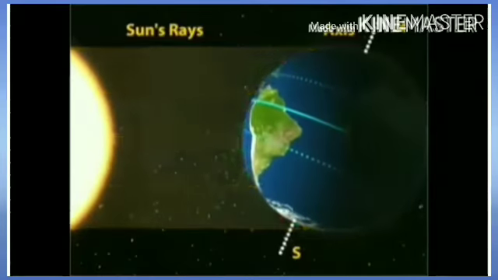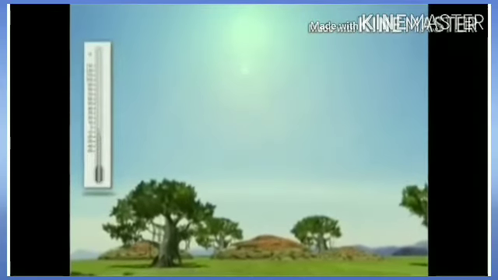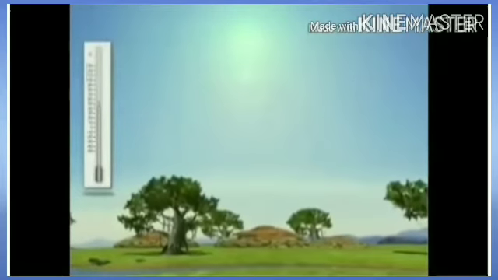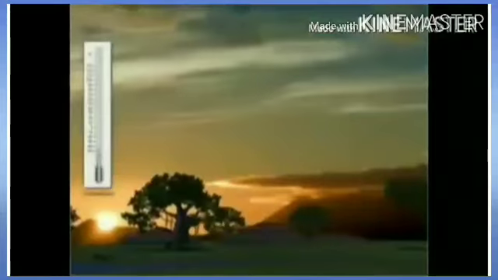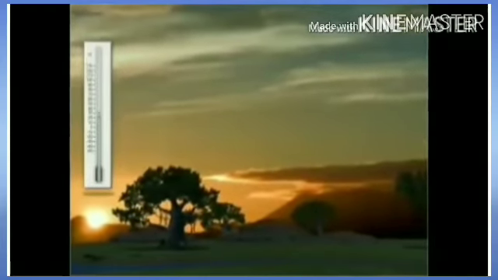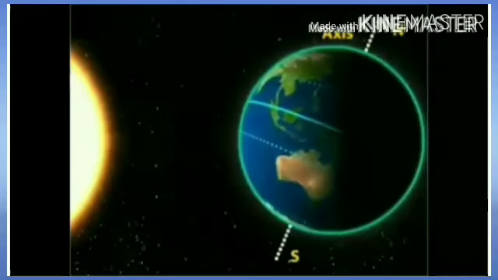Similarly, at noon, the temperature is very high. This is because the sun's rays fall vertically on the earth, whereas the temperature is mild in the morning because the sun's rays fall on the earth at a slanting angle. The earth has a spherical shape due to which the sun's rays do not fall at the same angle. Let's see an example.